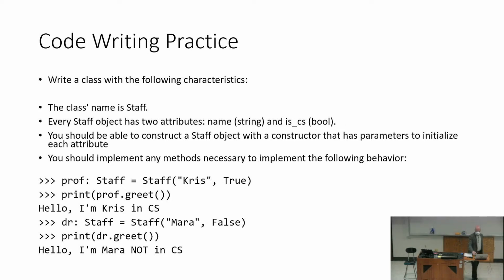All right. So when you see a prompt like this, we're trying to ask you to infer some of the details and figure out, given some usage and a little bit of description, how can you figure out what's going on behind the scenes in order to make this usage come to life and be possible? So when you read this, the class's name is staff, okay. The two attributes, name and isCS, okay. You should be able to construct a staff object with a constructor that has those. Okay, so that's what's going to make this constructor call work.